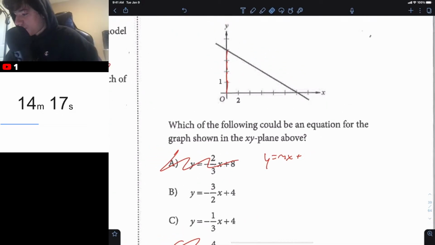Let's plug that into our function as well. So y equals mx plus 4. And then we got to look for the slope, which is just rise over run. But be careful because look at this one. This y-axis is going up by 1 each tick mark, and this x-axis is going up by 2 each tick mark. So be very careful.